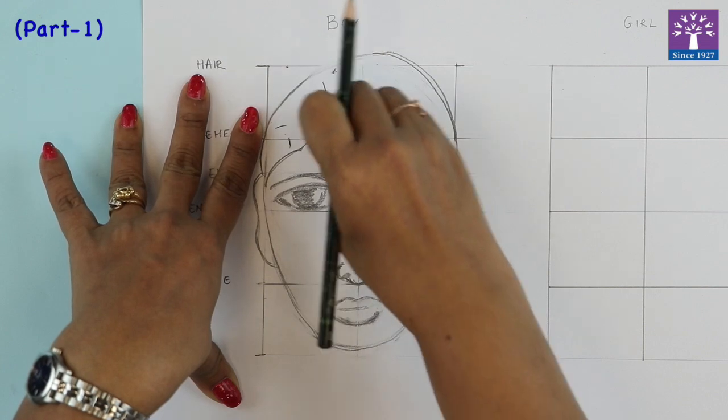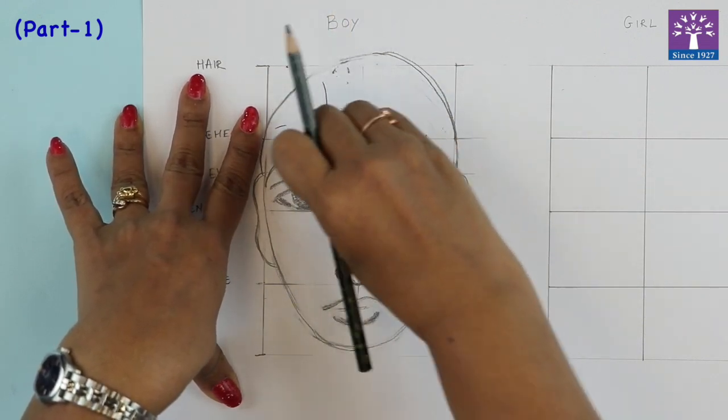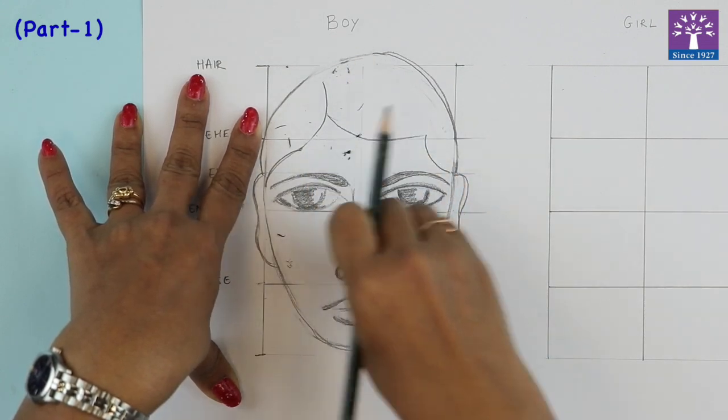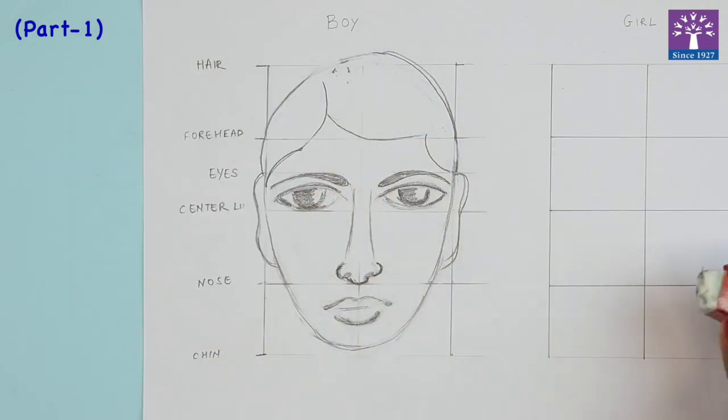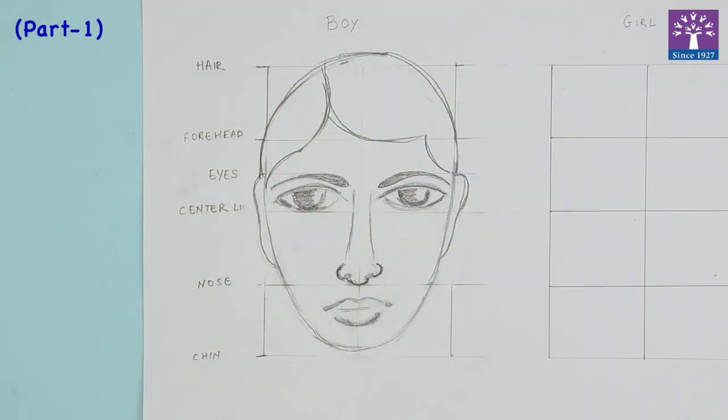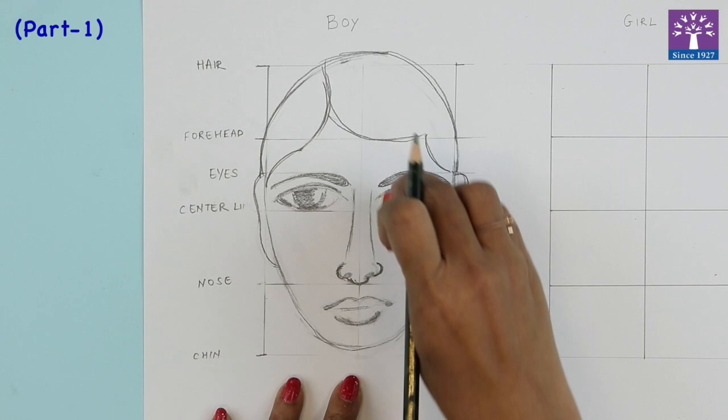So when I'm erasing the grid, you will see that it has started to look like a proper face with a proportion. So we finished drawing a boy.